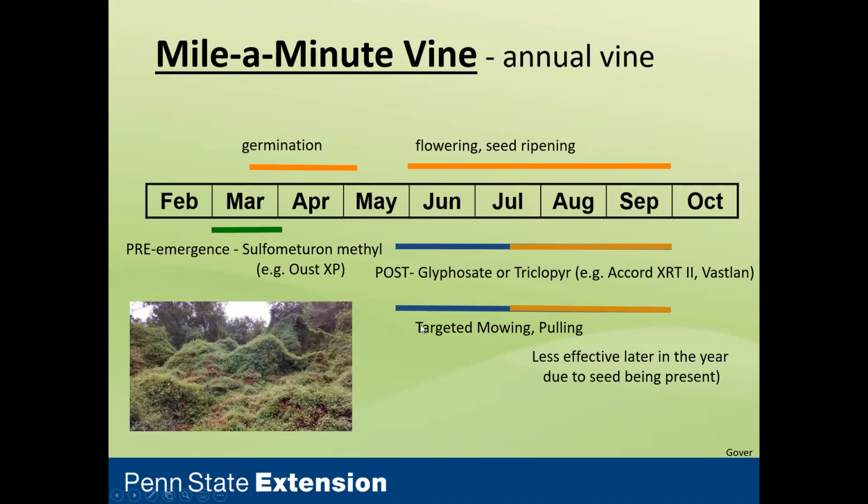Targeted pulling, so once you get those plants up to size enough where you're recognizing them and you can see them and they're getting up on vegetation where you can pull it, pulling is probably one of the best and most effective methods for small infestations.